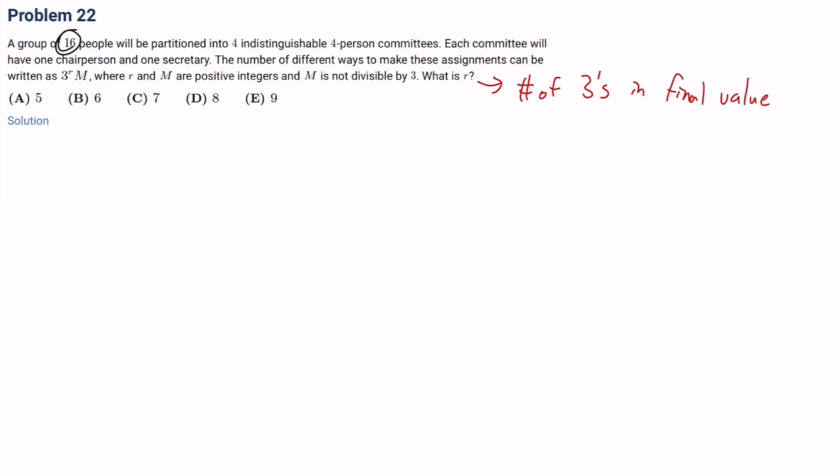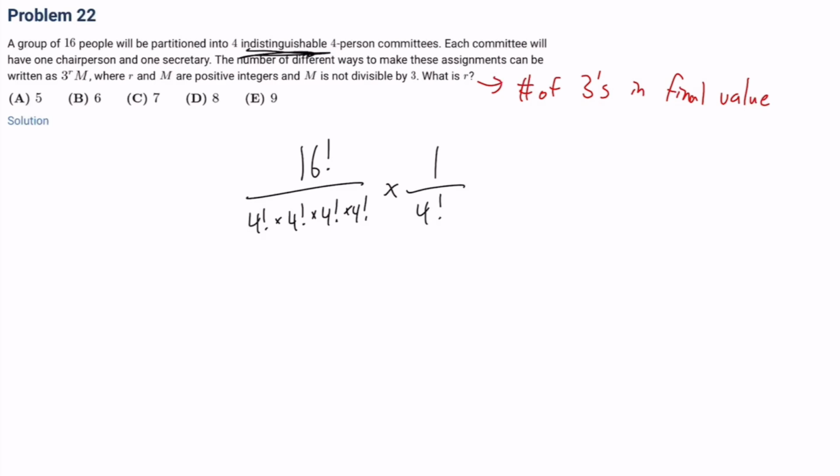For us to divide 16 people into 4 committees, that means it's 16 factorial divided by 4 factorial times 4 factorial times 4 factorial times 4 factorial. But then since they're indistinguishable, we have to divide by 4 factorial again, because there's the ordering of these committees. And then since we want a chairperson and a secretary, for each group of 4, 1 chairperson and 1 secretary, that's going to be 4P2, which is 4 times 3, which is 12. So this is this times 12 to the power of 4, because there are 4 committees.